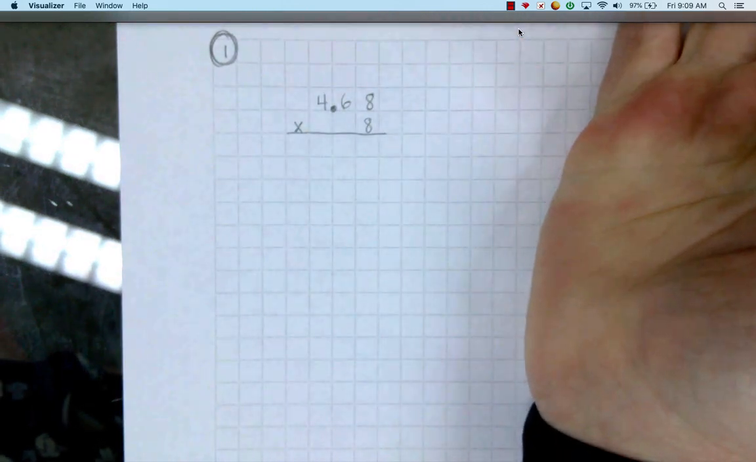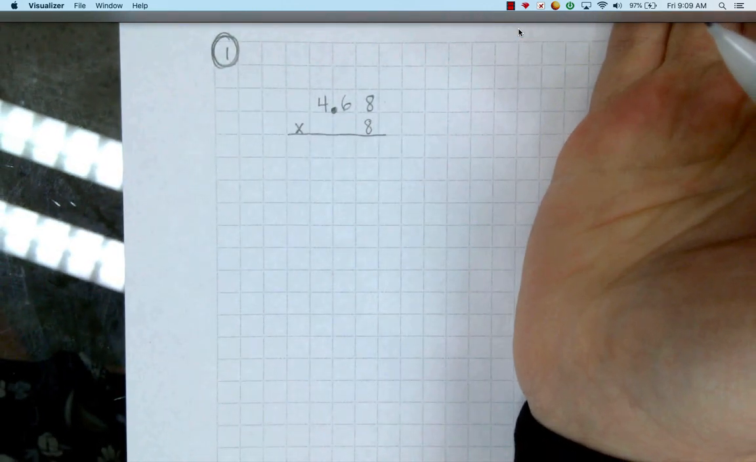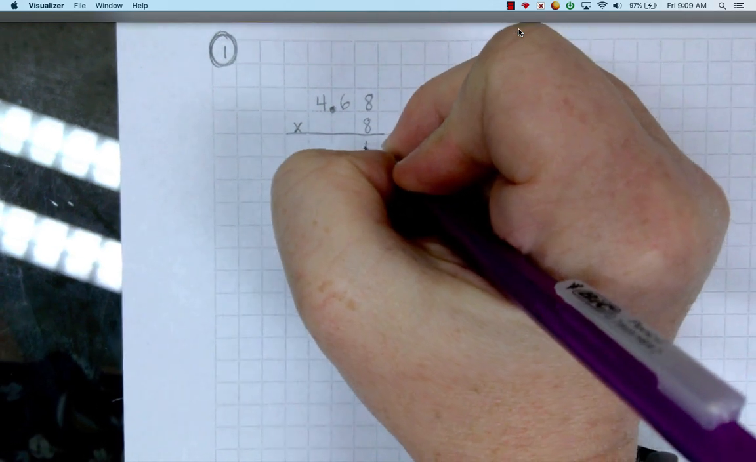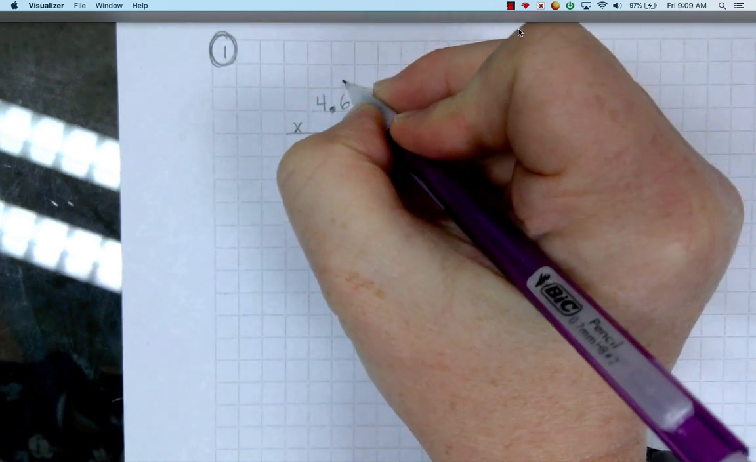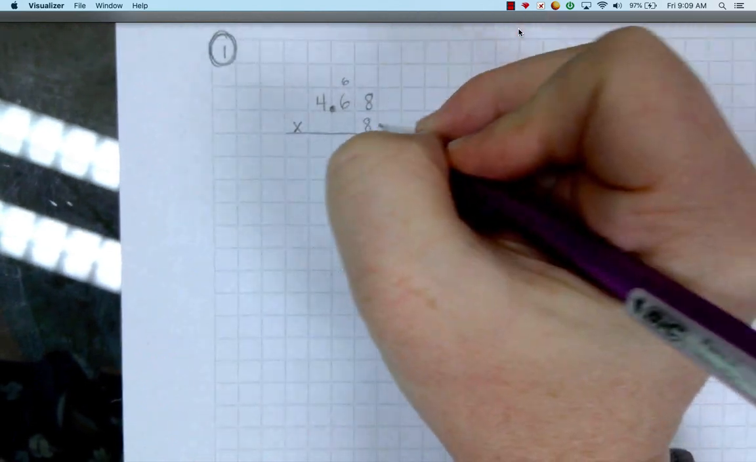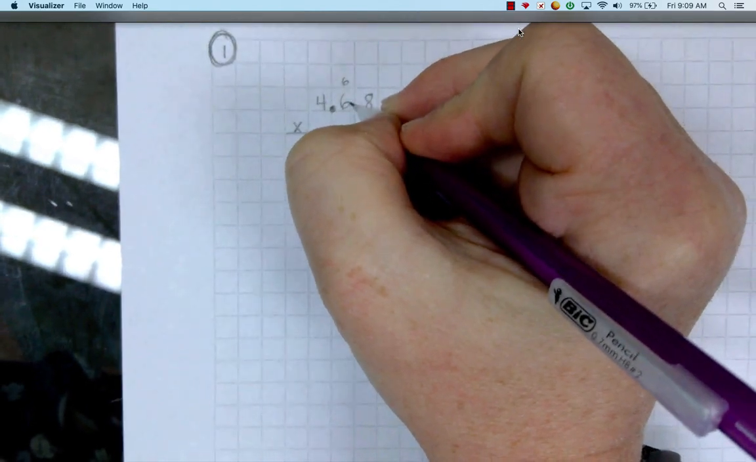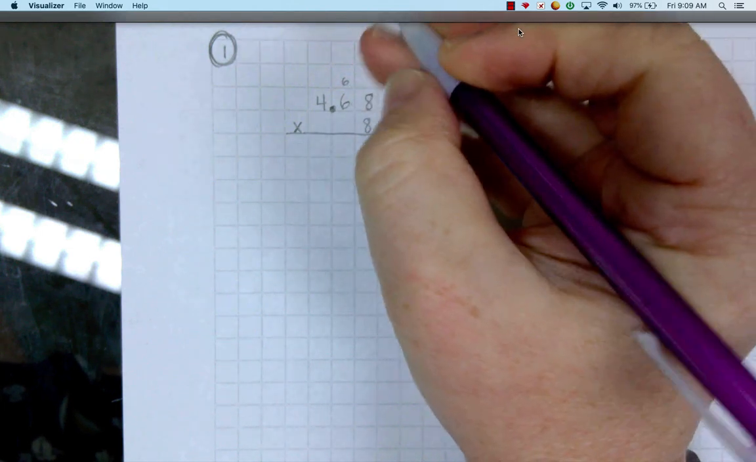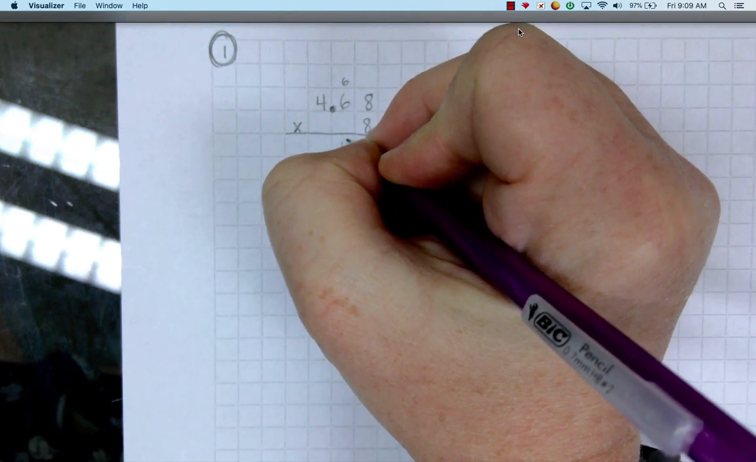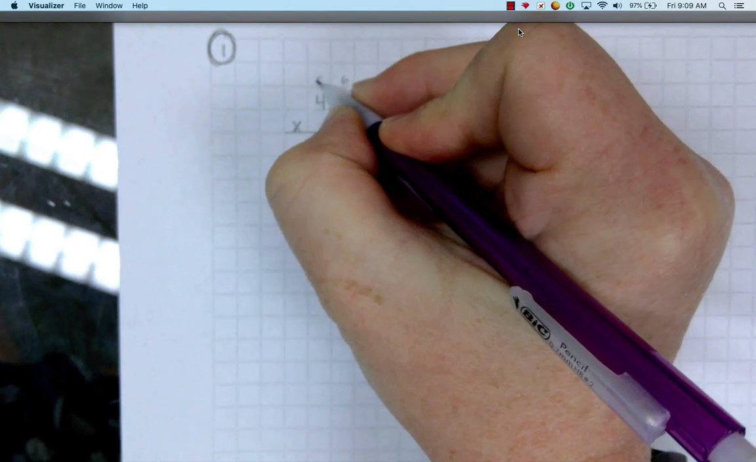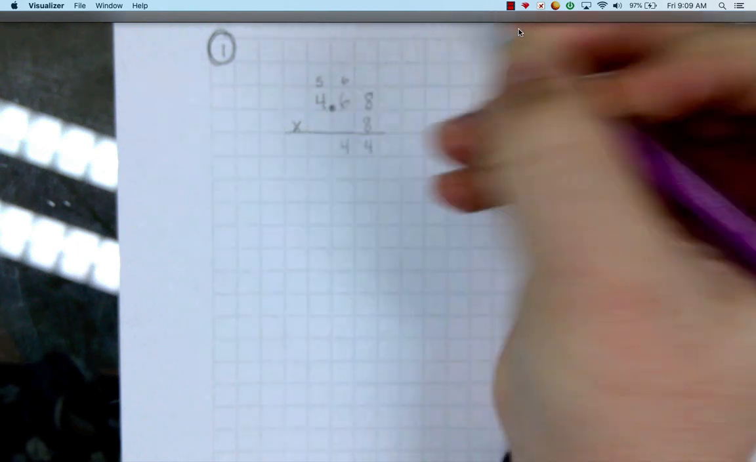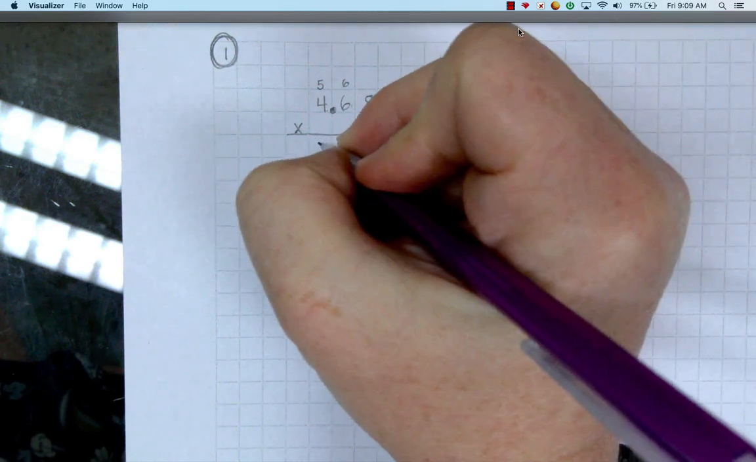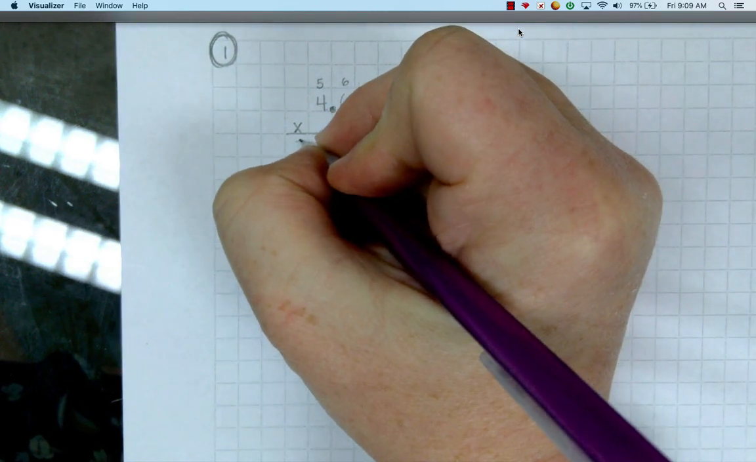Then my next step says to multiply as you would with whole numbers. So we're multiplying. 8 times 8 is 64. This is where our math facts really come in. 8 times 6 is 48, plus 6 is 54. Bring the 4, carry the 5. 8 times 4 is 32, plus 5 is 37. Okay?